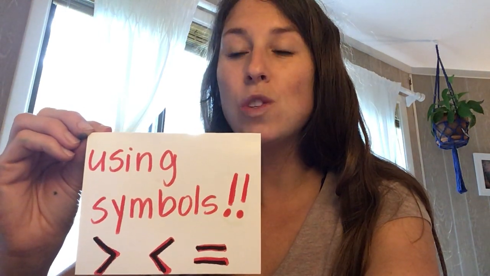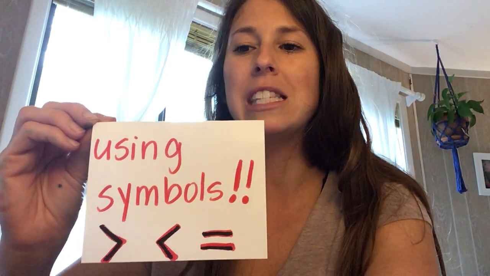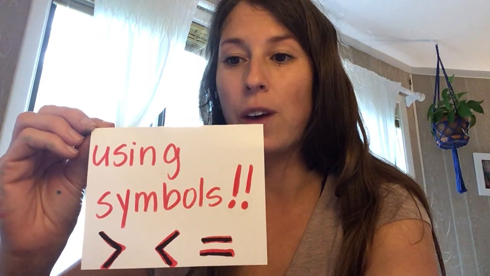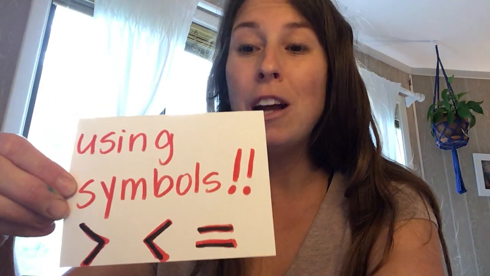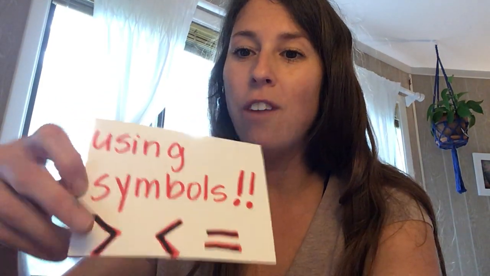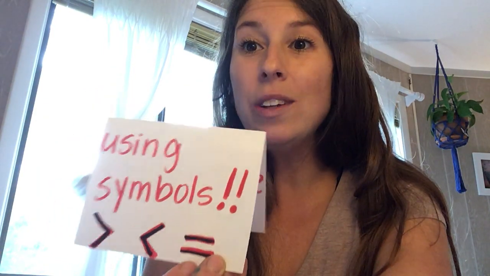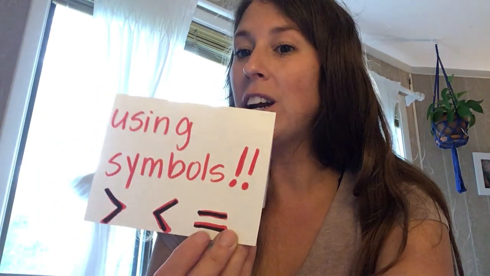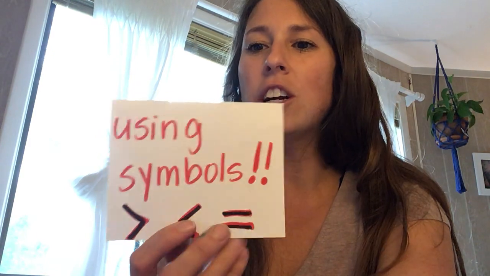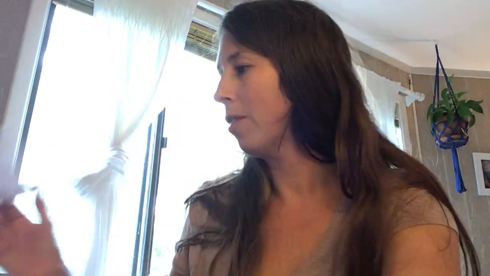Okay, the first two symbols look like sideways V's, okay? Or kind of like a little mouth. So I want you to remember that. The last one you've seen a bunch of times. Do you remember what that one's called? This one right here? The equal sign. Okay, so you already know the equal sign. Let's learn how to use these two. Let's look a little closer.